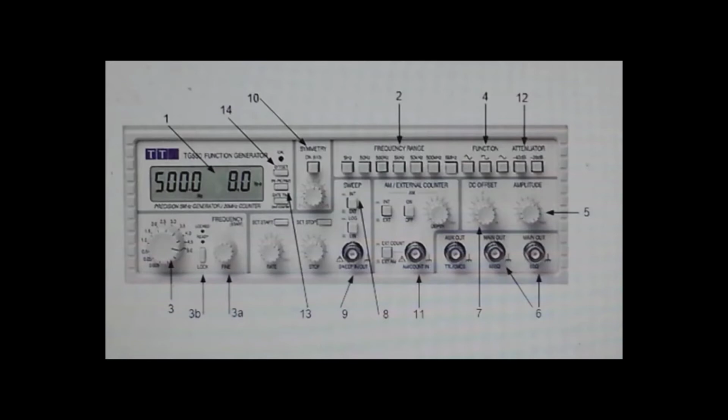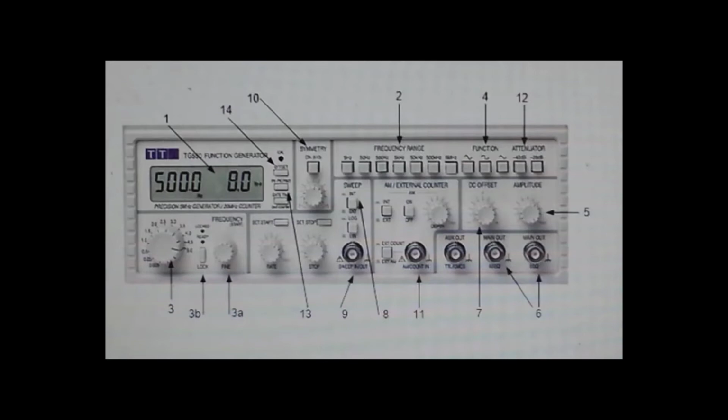Arrow 8 is a sweep button. It activates the internal sweep generator. This button enables the sweep rate and stop rate knobs. Arrow 9 is a sweep in and out connector. This connector sends sweep signal that you can adjust with the sweep controls.